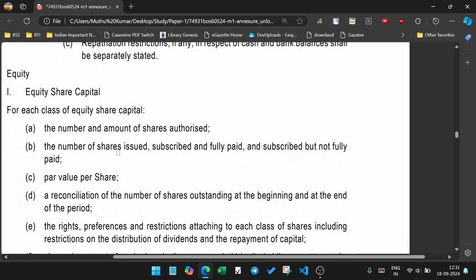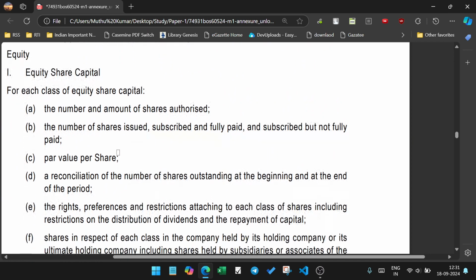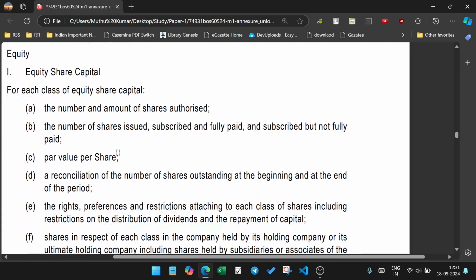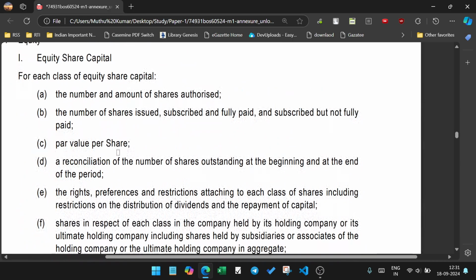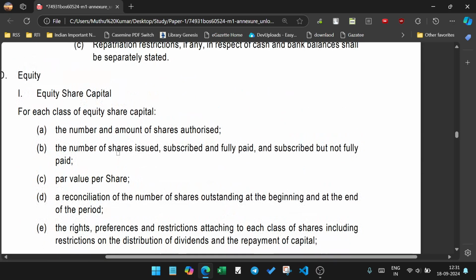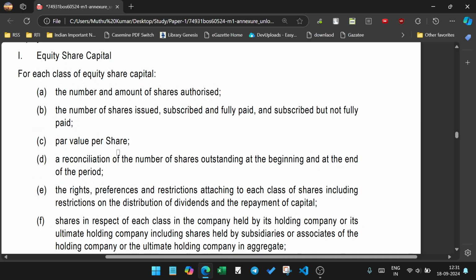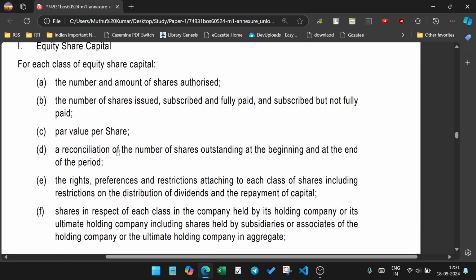Equity share capital. For each class of equity share capital, the number and amount of shares authorized, the number of shares issued, subscribed and fully paid, and subscribed but not fully paid.